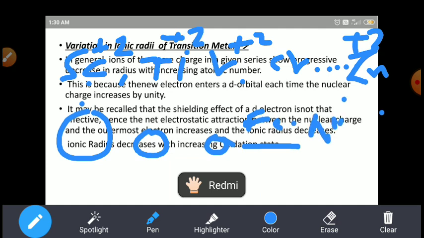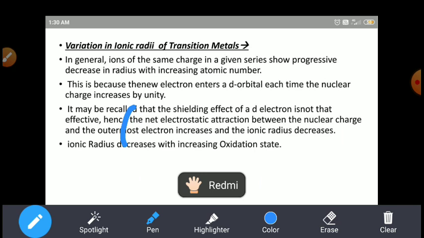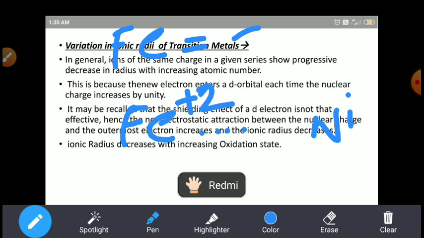Ionic radius, iron. When you compare the atomic radius of the iron atom to the iron ion, the iron atom has the large size and the iron ion is small.